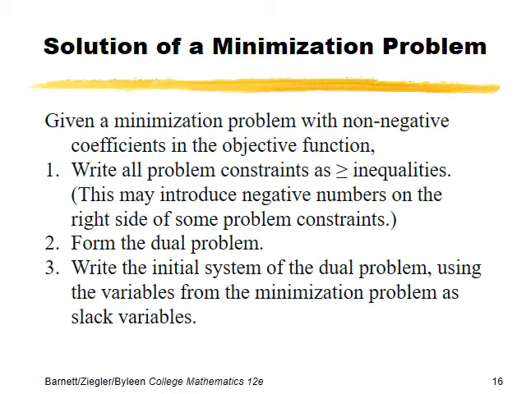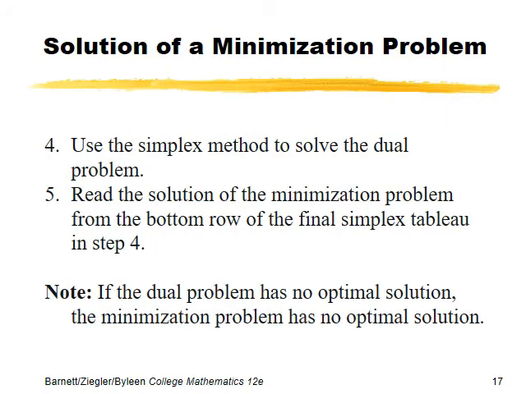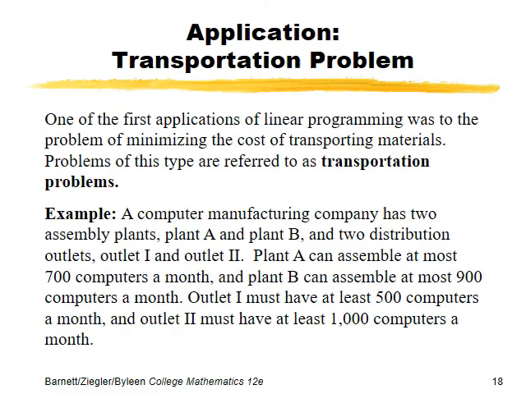Given a minimization problem with non-negative coefficients in the objective function, write all problem constraints in greater than or equal inequality. This may introduce negative numbers on the right side of some problem constants. Form a dual problem. Write the initial system of the dual problem using the variables from the minimization problem as a slack variable. So first of all, if you have constraints, less than or greater than, first we try to write all the constraints in greater than or equal form. That is what it tells us. Use the simplex method to solve the dual problem and read the solution of the minimization problem from the bottom row of the final simplex tableau in step 4. That is what we did in the last example.